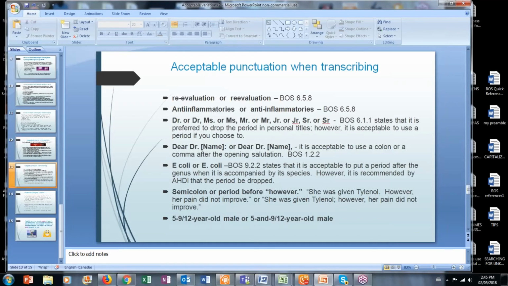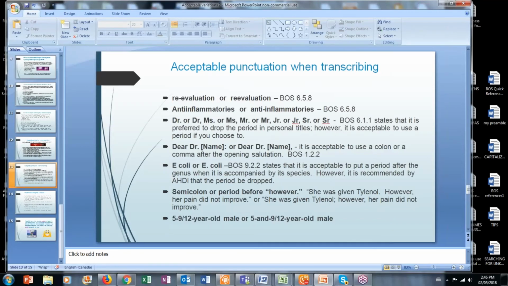So we have the 5 and 9/12-year-old male or 5-9/12-year-old male. We had quite a bit of discussion over this as an instructional team, trying to figure out if we were actually doing it ourselves properly. So the 5-9/12-year-old male, that's kind of a no-brainer. It's almost like if I was to say, I have a 2.5-year-old baby, you are going to put 2-1/2. Well, 9/12 is the same thing. It's a fraction.